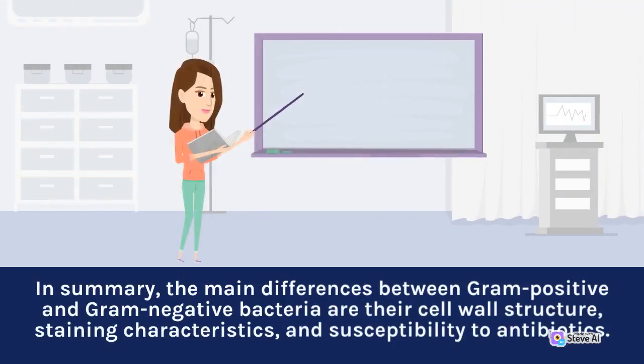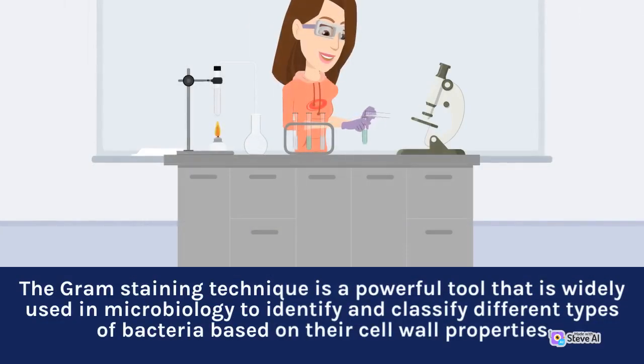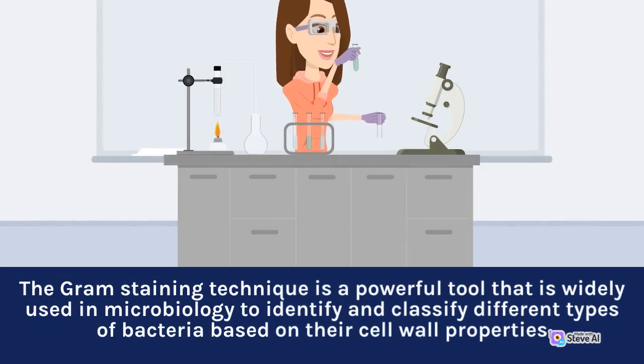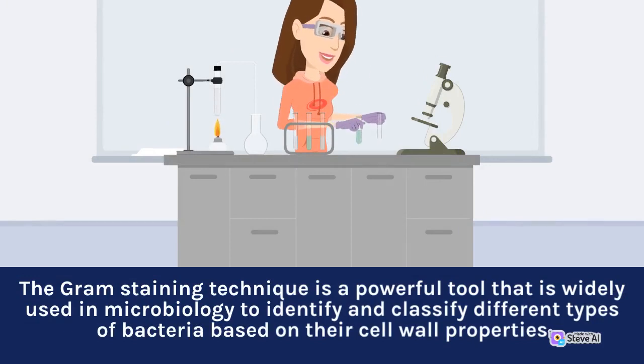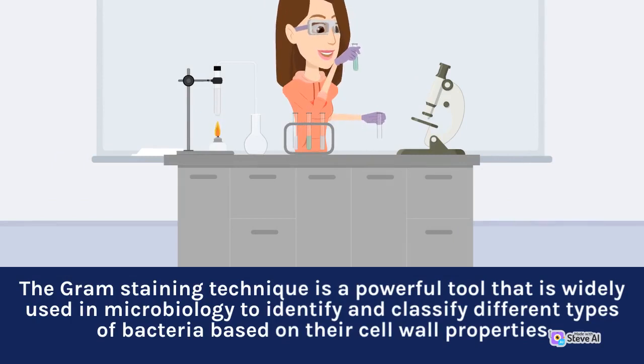In summary, the main differences between gram-positive and gram-negative bacteria are their cell wall structure, staining characteristics, and susceptibility to antibiotics. The gram staining technique is a powerful tool that is widely used in microbiology to identify and classify different types of bacteria based on their cell wall.